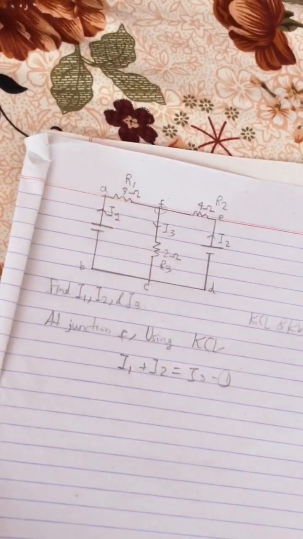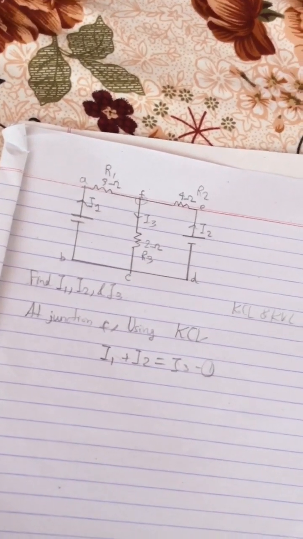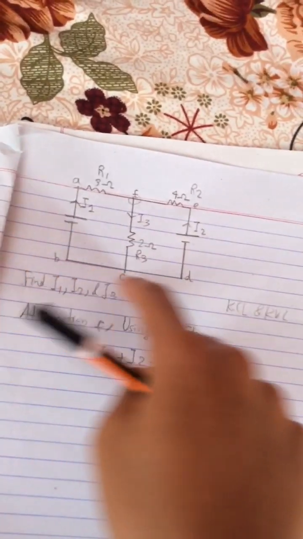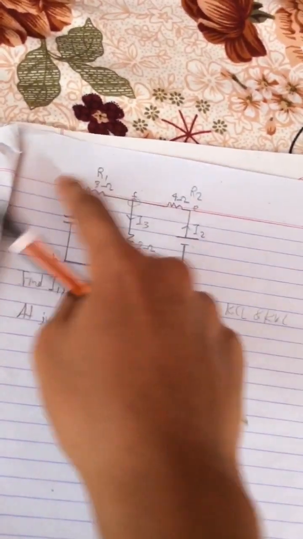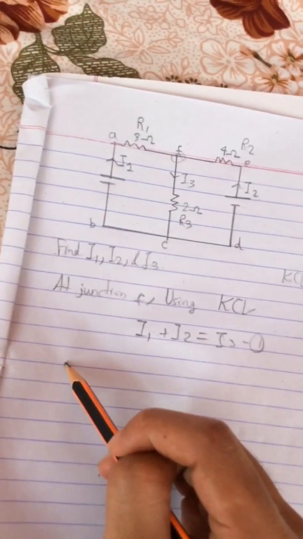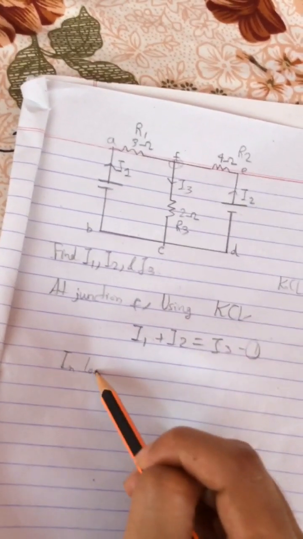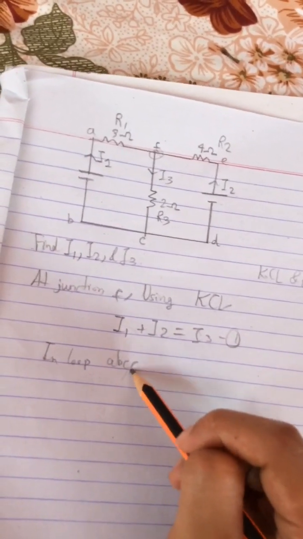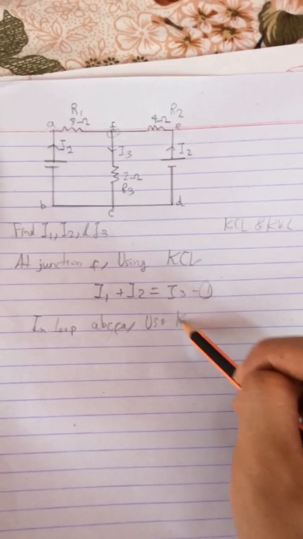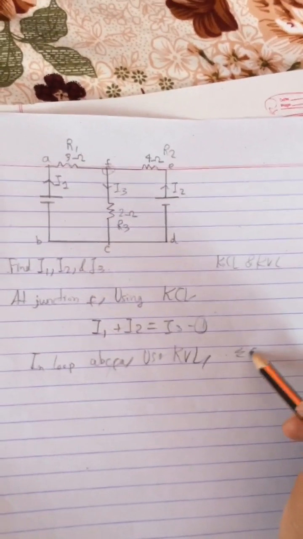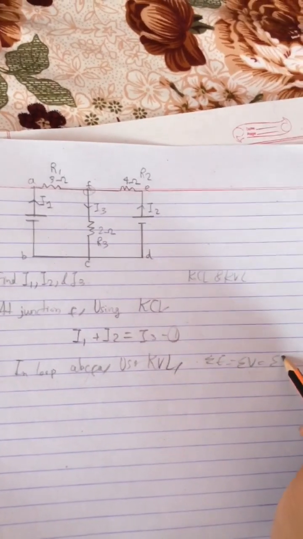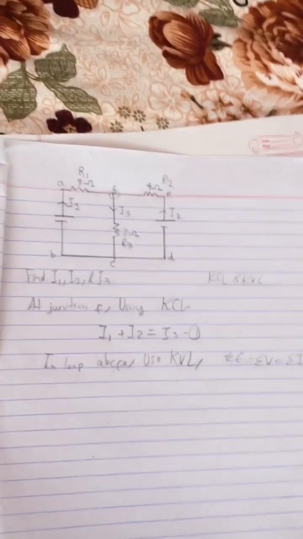Now let's look at the loops in this figure. We have three loops, mainly the outside one and the two inner ones. But here, let's take the first small loop. In loop ABCFA, we can use Kirchhoff's second law, KVL, the loop rule. Now, we know that the sum of EMF equals the sum of voltage, the sum of current times resistance.